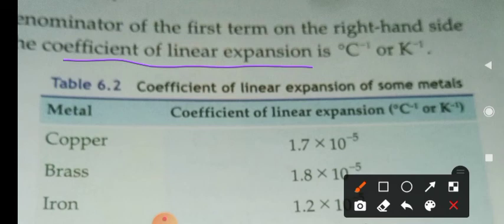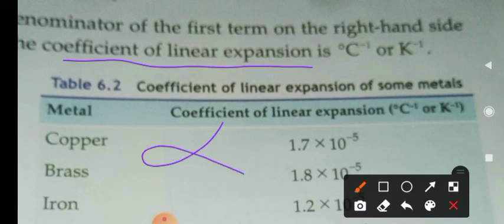If there is a change in the dimension, area or volume of a body, then we call it thermal expansion. Linear means if it expands in a straight line, we call it linear expansion. So what is the coefficient of linear expansion? The change in length per unit length for 1 degree Celsius change in temperature is known as the coefficient of linear expansion and is usually denoted by alpha.